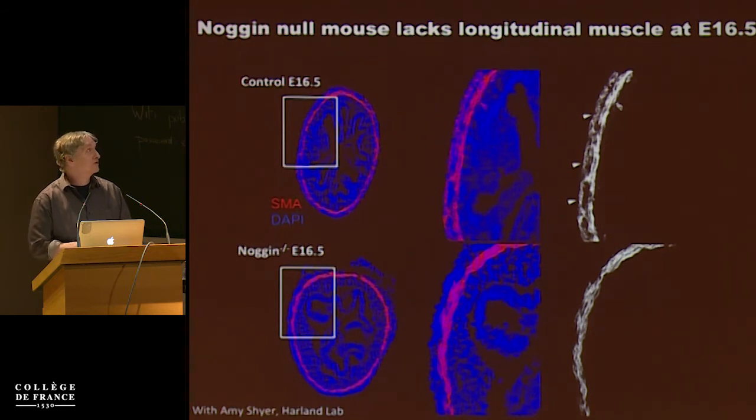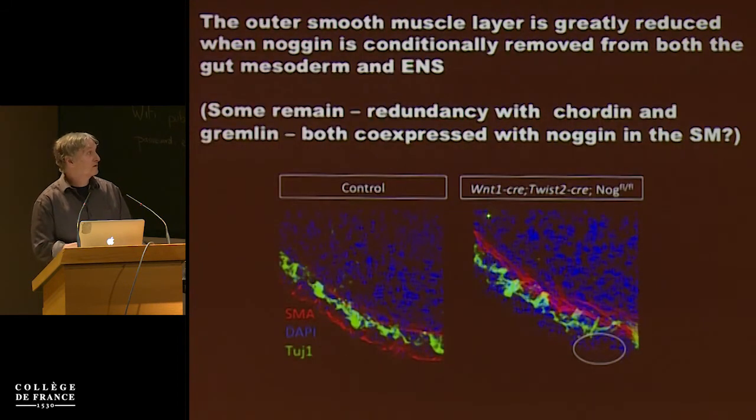We wanted to look later than E16.5, so we also did it in a conditional way, using a pair of different Cres that will remove a floxed noggin allele from both the neural crest derived enteric nervous system and from the smooth muscle. And if you lose it, you lose almost all of the muscle. There's a little bit still there that comes on in spite of the fact that you've lost noggin. And we think that might have to do with redundancy because, though I haven't shown you, the cells that express noggin also express chordin and gremlin, two other inhibitors of BMP.